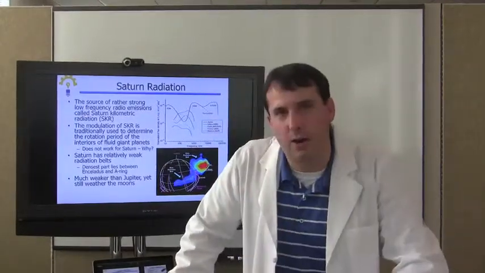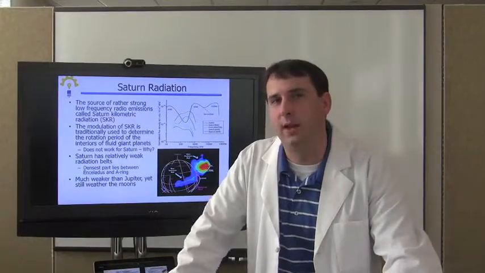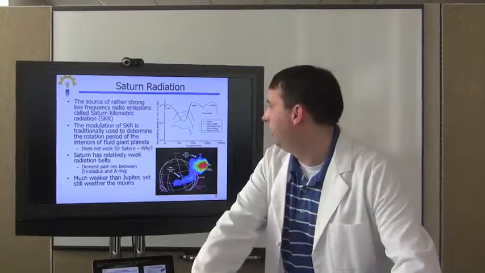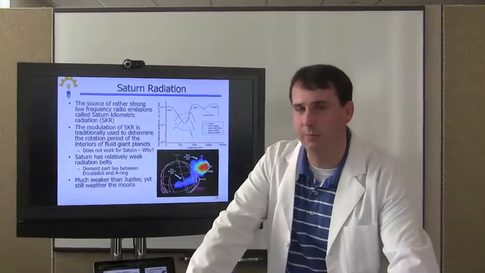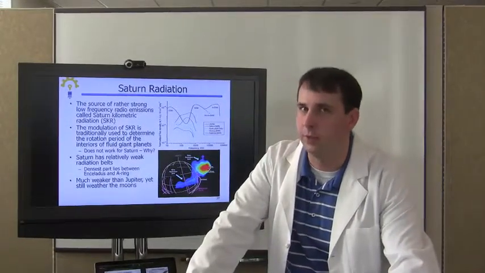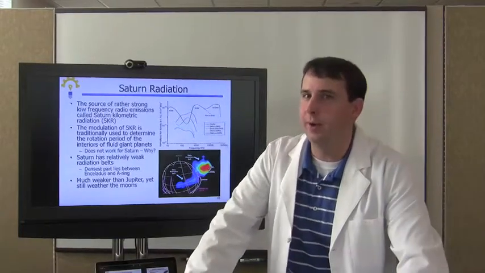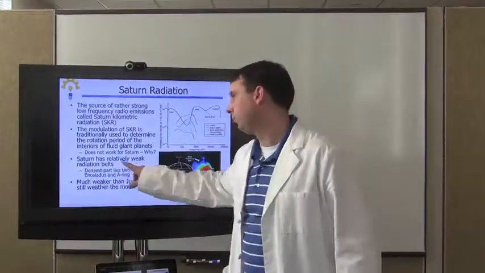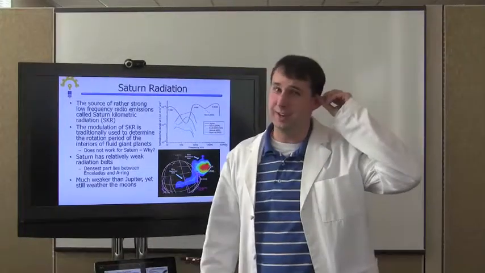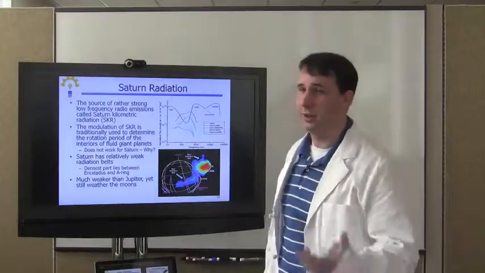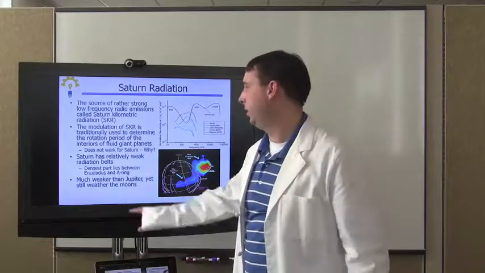Looking at the SKR, why can't we use SKR on Saturn to determine how fast the fluids rotate on the inside of Saturn? Because Saturn's a big ball of gas and fluid and stuff, and it's just rotating around. Why can't we use SKR to determine that? Saturn has a relatively weak radiation belt compared to Jupiter, and it's even weak compared to Earth.